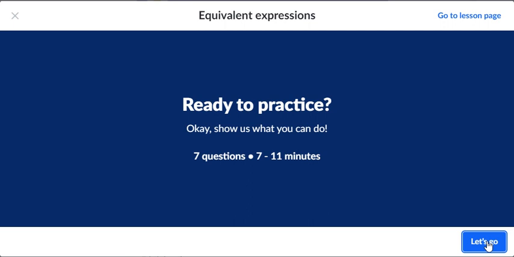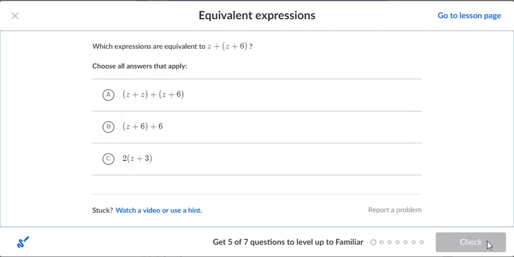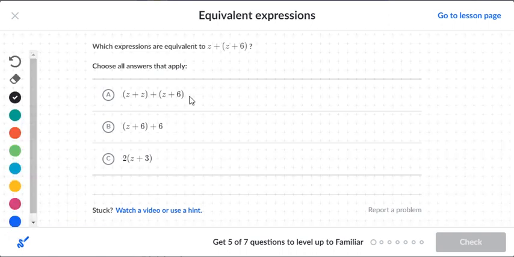Equivalent expressions. Which expressions are equivalent to z plus parentheses z plus 6? Notice on this one right here there is no number in front. So what we could do is combine these z's together. By combining those z's together we get 2z plus 6.